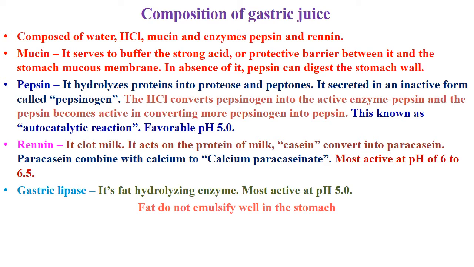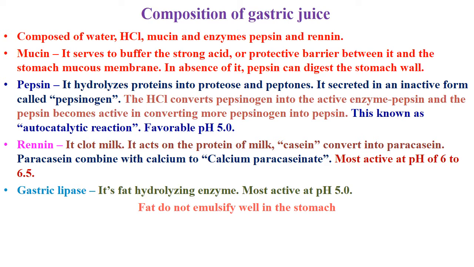Pepsin hydrolyzes proteins into proteose and peptones. It's secreted in an inactive form called pepsinogen. The HCl converts pepsinogen into the active enzyme pepsin, and the pepsin becomes active in converting more pepsinogen into pepsin. This process is known as autocatalytic reaction. The favorable pH for the whole process is 5.